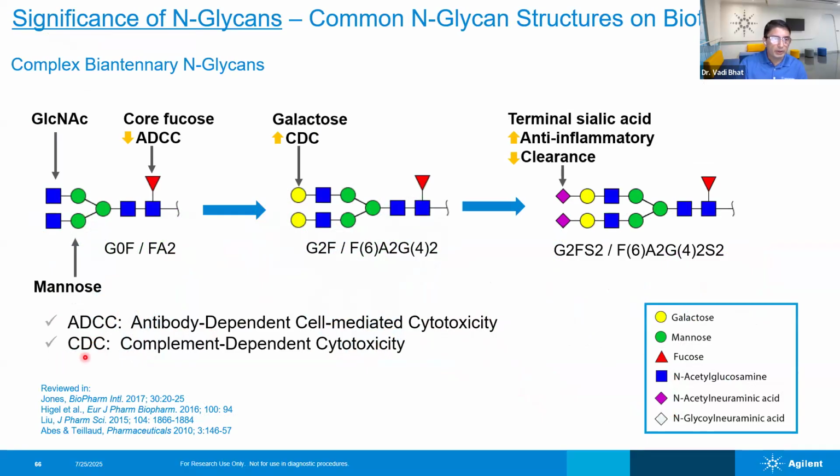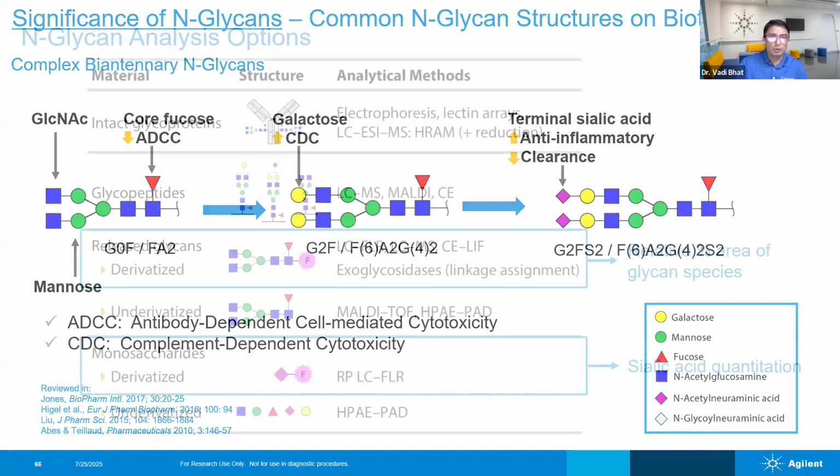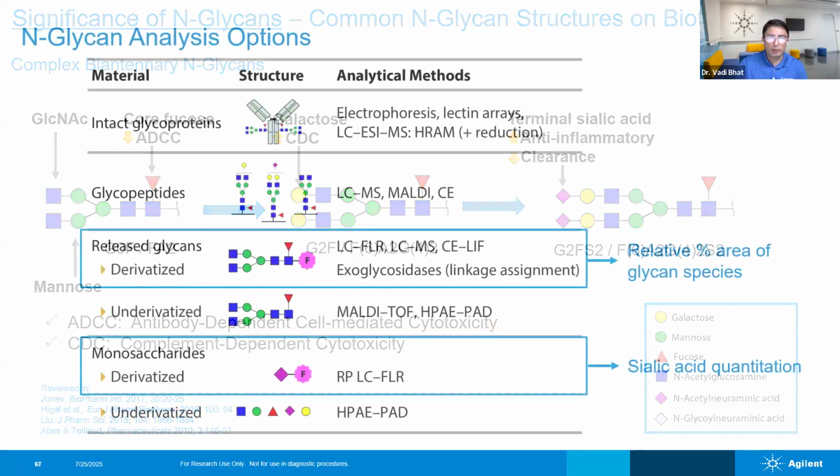Now, as I mentioned, they have their own effects. You can see that they may have an effect on the ADCC or CDC functions of this monoclonal antibody, based on whether it has an extra fucose or galactose in this molecule. Okay, so these are all showing how it will be analyzed.